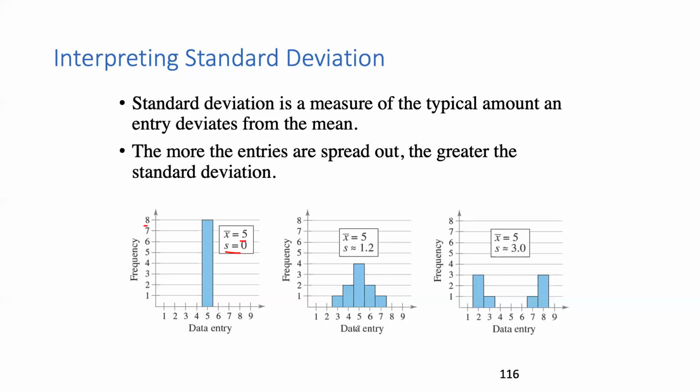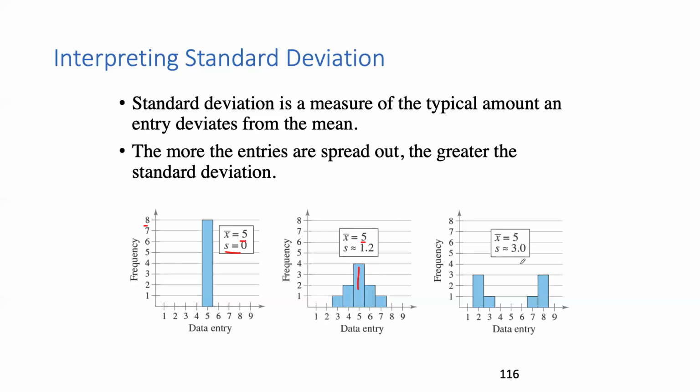Here's a second case where the sample mean is at 5. So the average is at 5 and the standard deviation is 1.2. So this is a distribution where the average, the typical entry, is 5 and it has a standard deviation of 1.2 units.